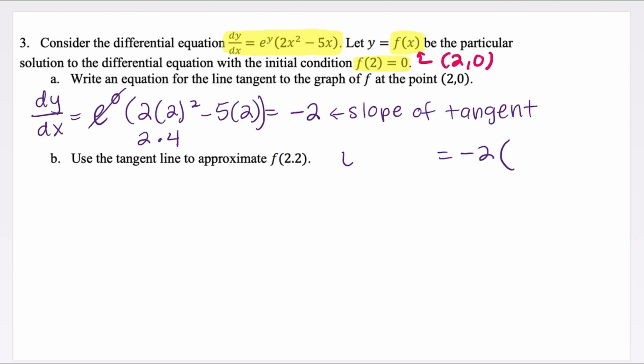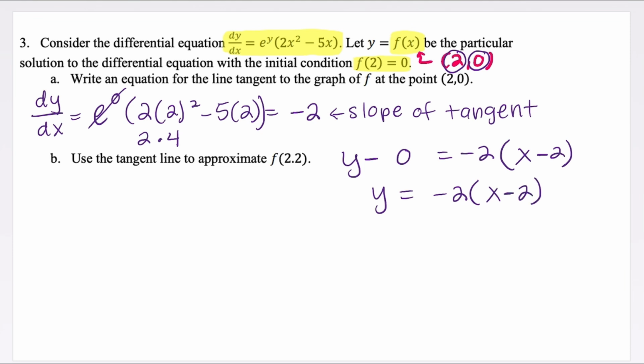On this side, I'm going to do y minus the y value from the point. So it'll be y minus 0. And then in the other parentheses, I'm going to do x minus 2. So that's how you set up point slope form. All right, so now I'm going to simplify this down, just getting rid of that 0. So I'll have y equals negative 2 times x minus 2.